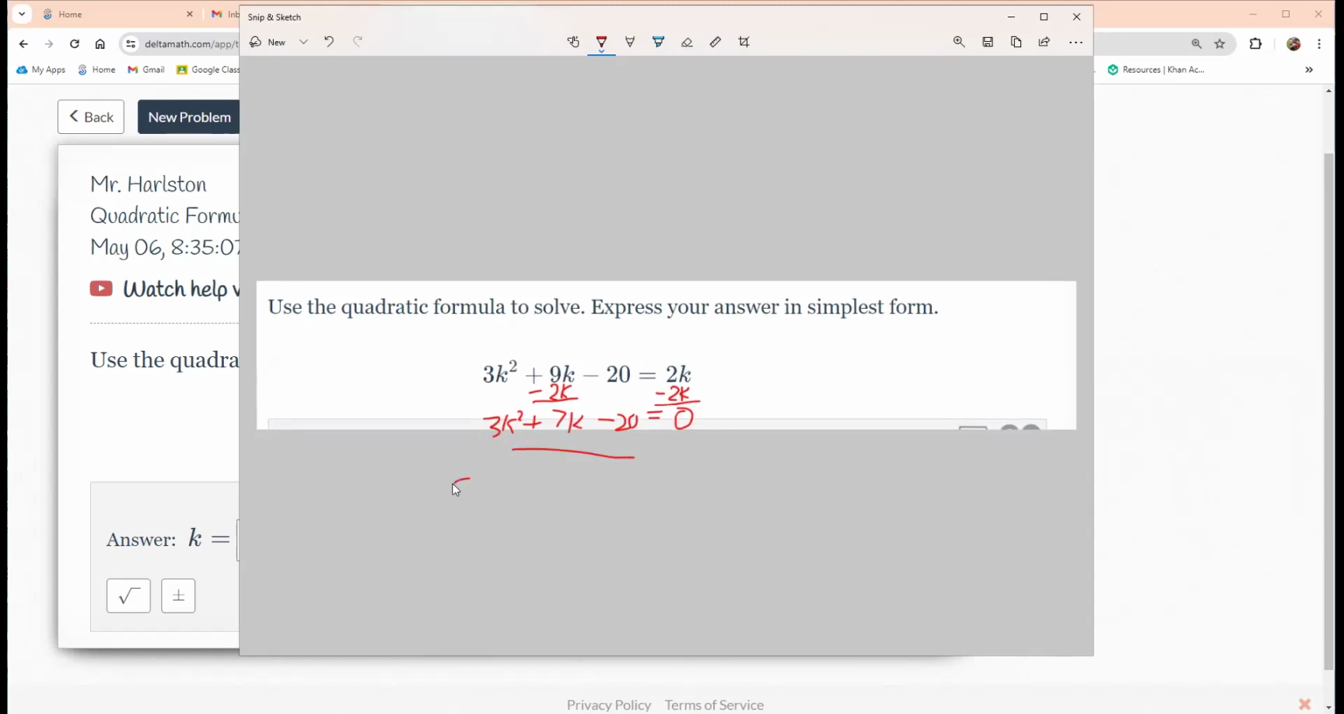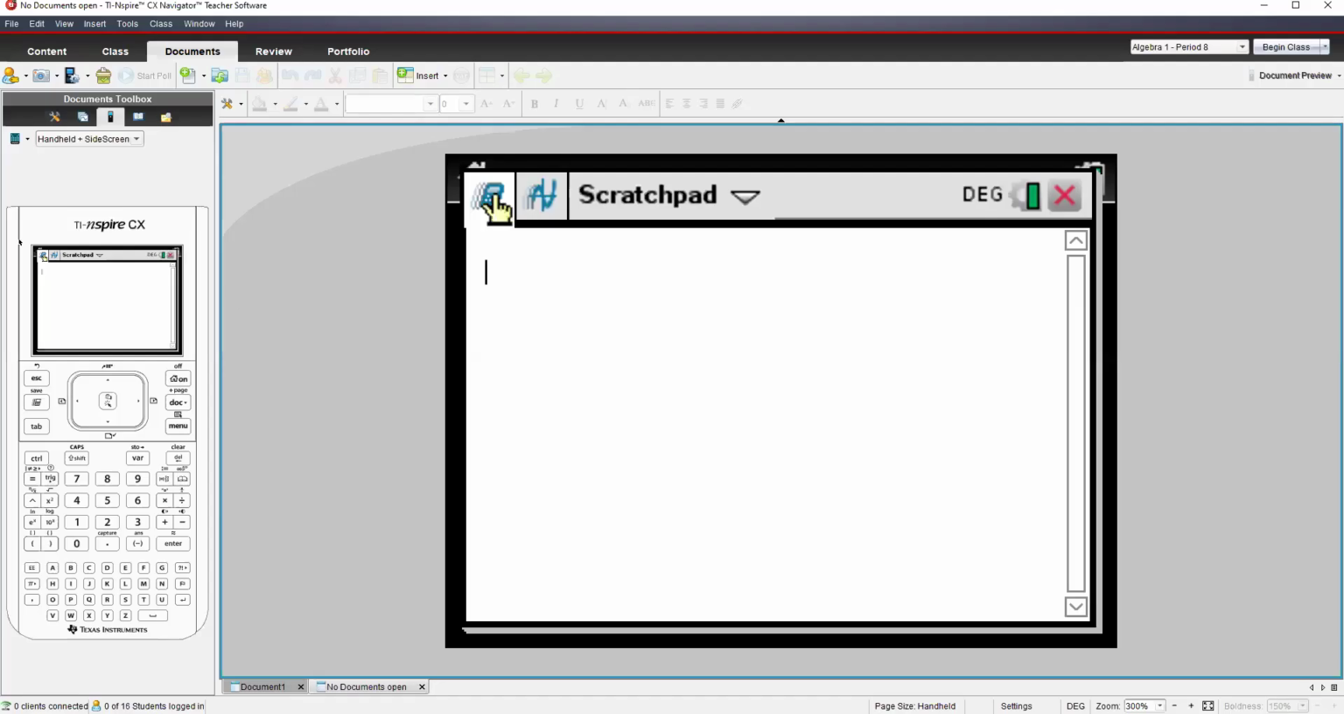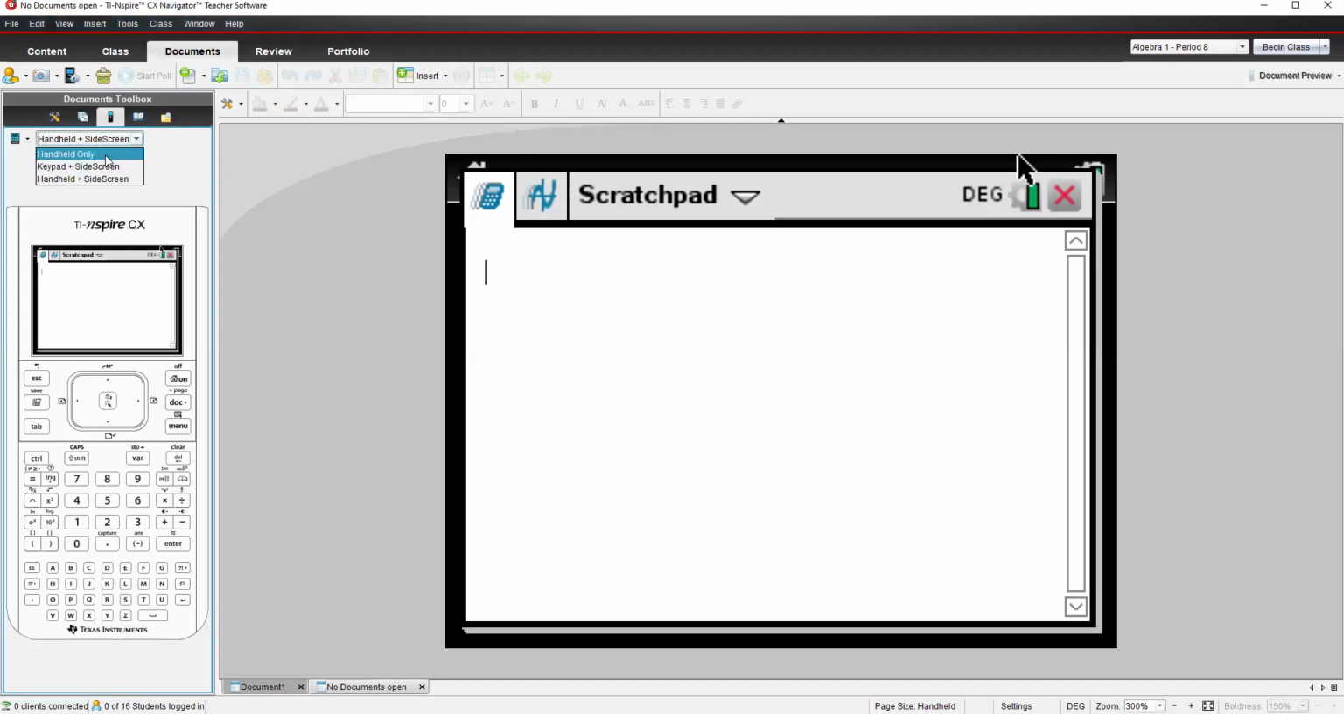So now I can take the a term is 3. The b term is 7. The c term is a negative 20. And I'm just going to store those into my calculator. So let me grab my calculator. I'm going to put these both up on the screen so you can see both.